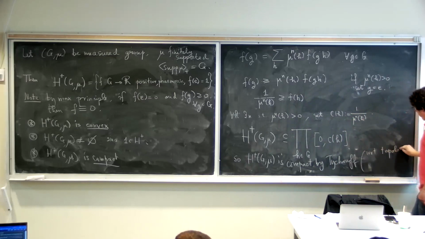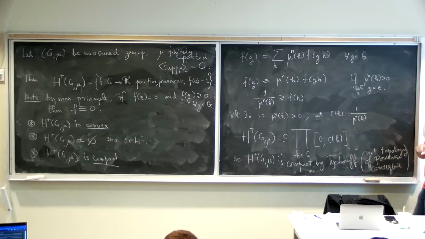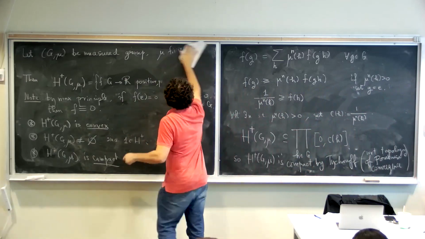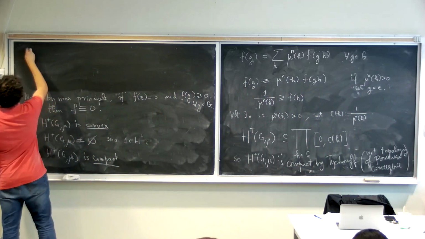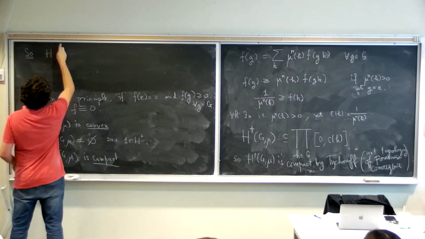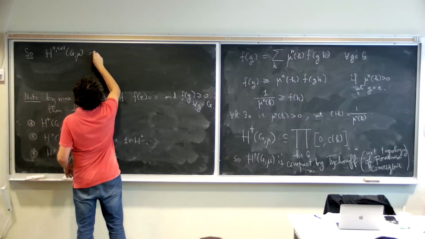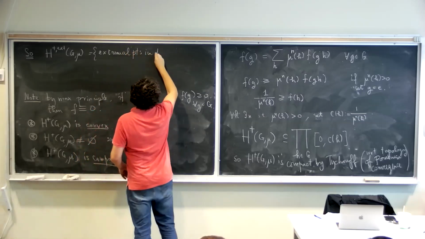Okay, good. And so as a corollary, we can define the extremal positive harmonic functions, X plus extremal of (G, mu), to be the extremal points in this compact convex set.